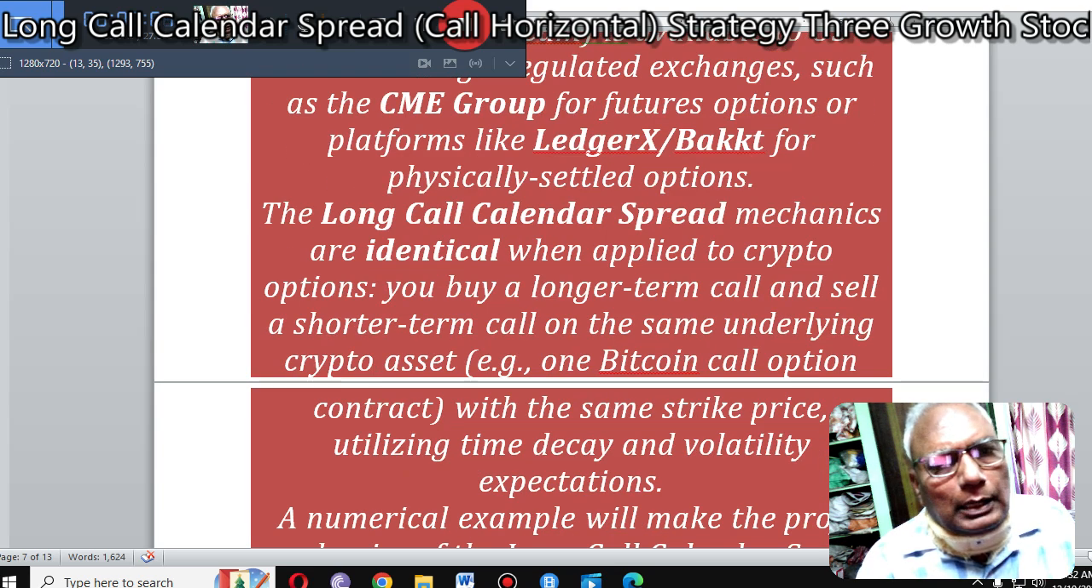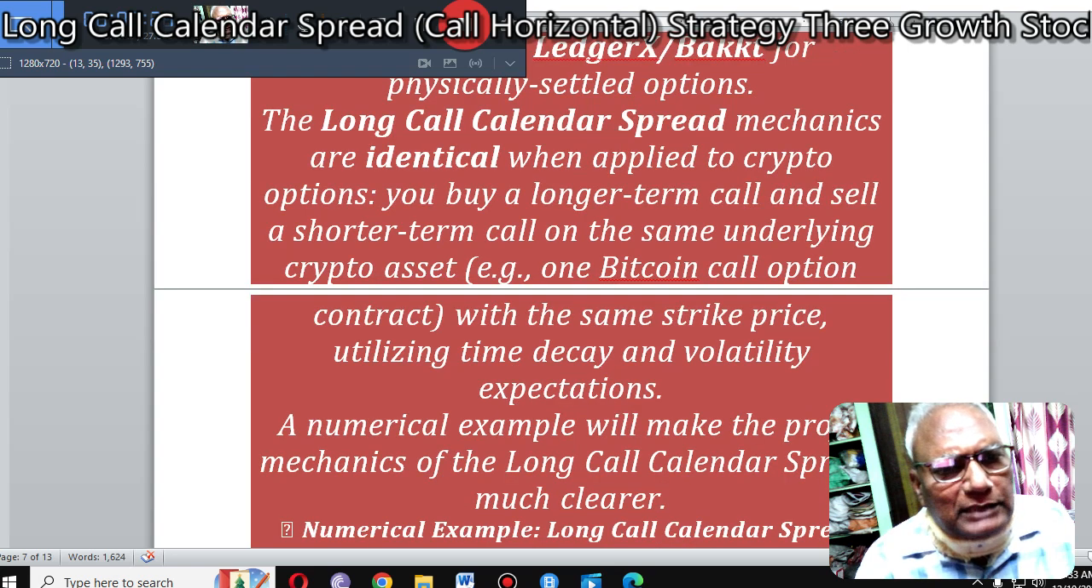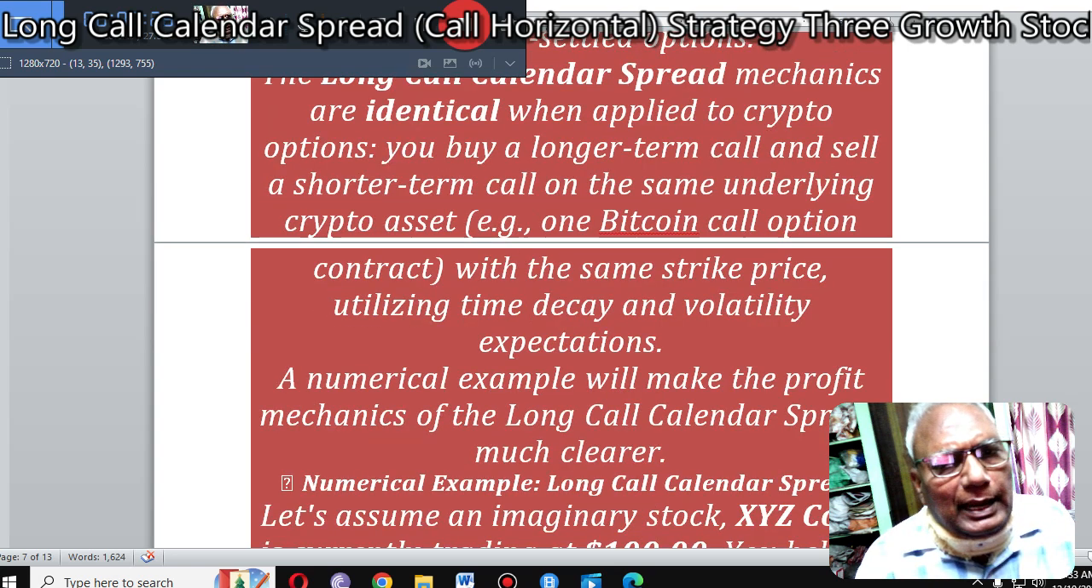The long call calendar spread mechanics are identical when applied to crypto options. You buy a longer term call and sell a short term call on the same underlying crypto asset, e.g. one Bitcoin call option contract, with the same strike price, utilizing time decay and volatility expectation.